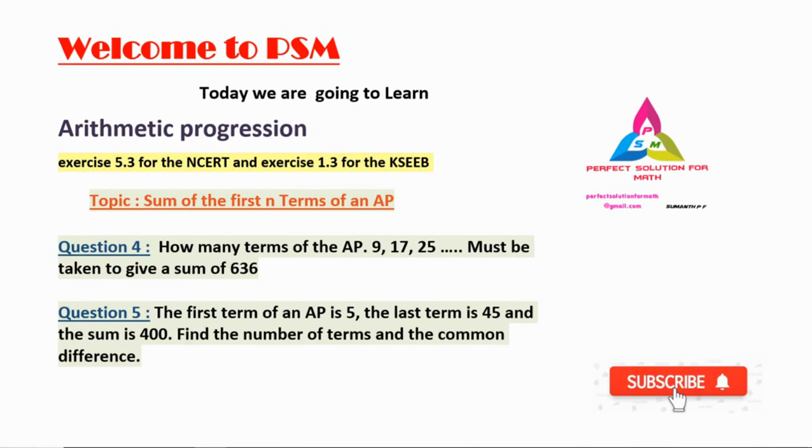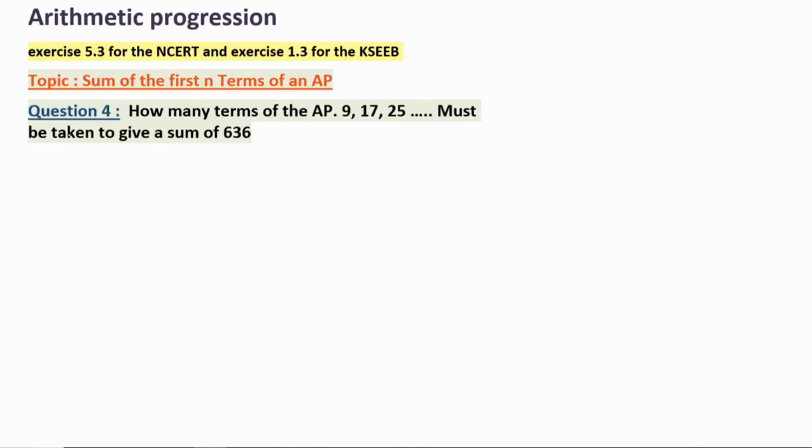Today we are going to learn Arithmetic Progression, exercise 5.3 for the NCERT and exercise 1.3 for the KSEEB. Topic: Sum of the first n terms of an AP. Questions 4 and 5 we will discuss today. Let us solve them one by one.